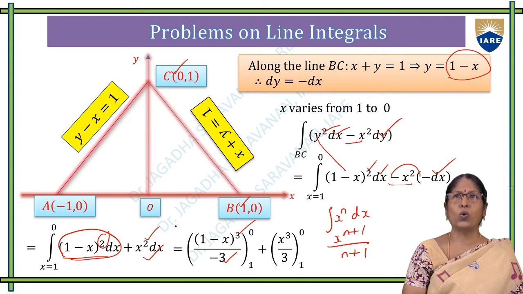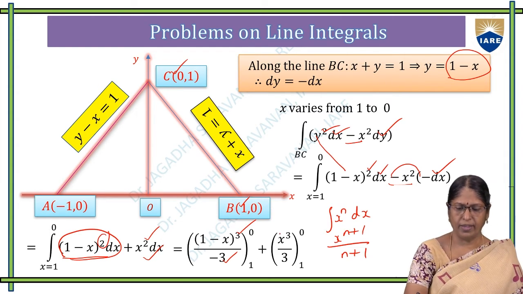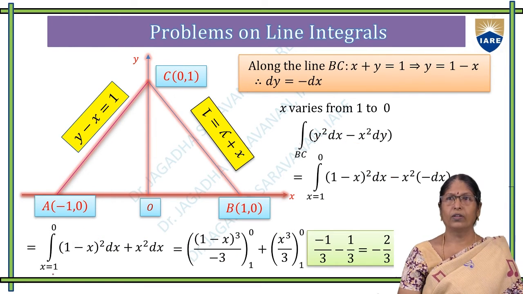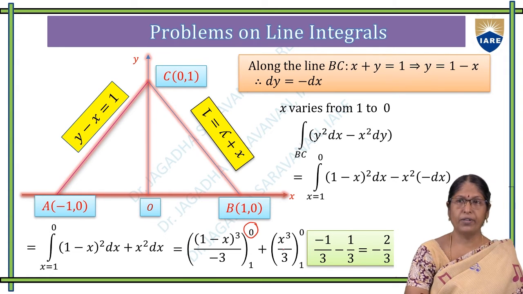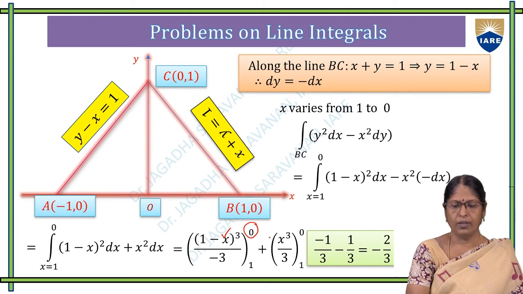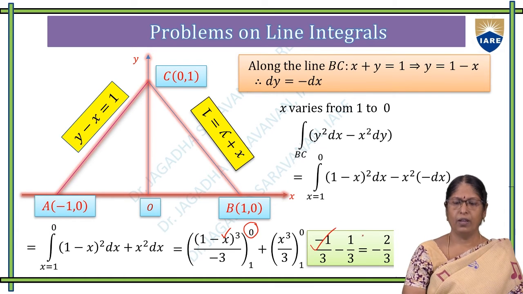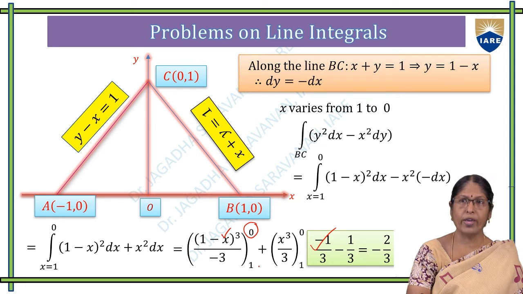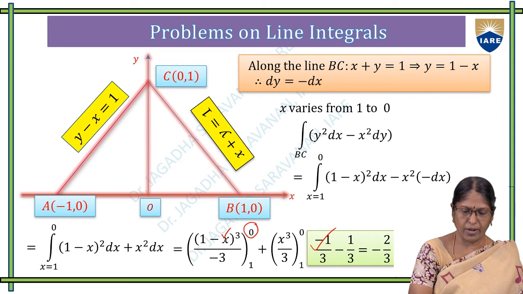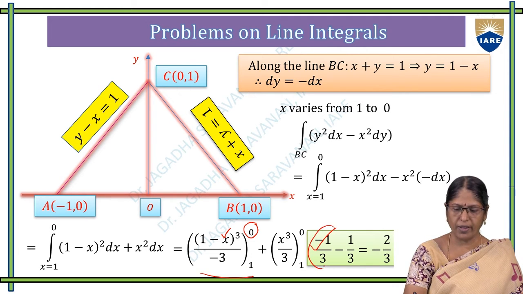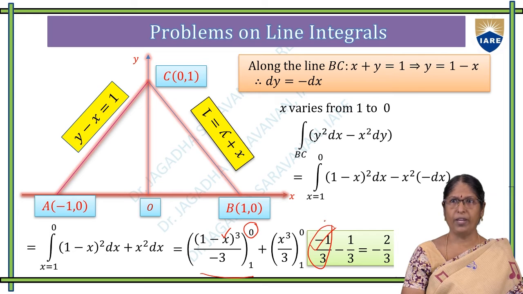Similarly, the integration of x square is x cube by 3, from 1 to 0. So we are substituting the limit values. Our upper limit is 0. In the place of x we are substituting here, 1 minus 0. So 1 by minus 3 we obtained. When we substitute this lower limit, 1 minus 1, it vanished. So for this part only, we obtained minus 1 by 3.